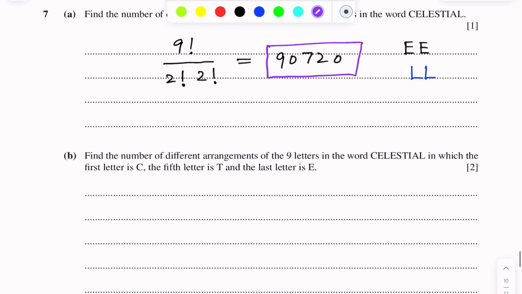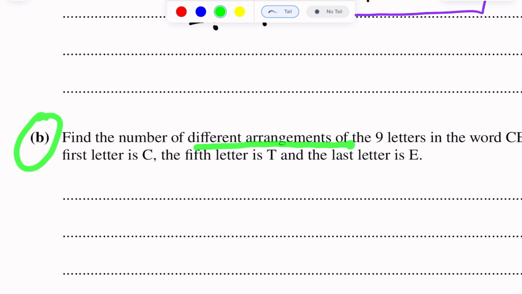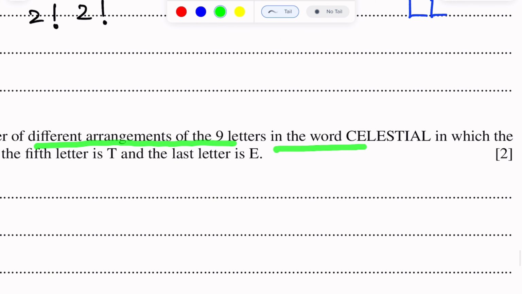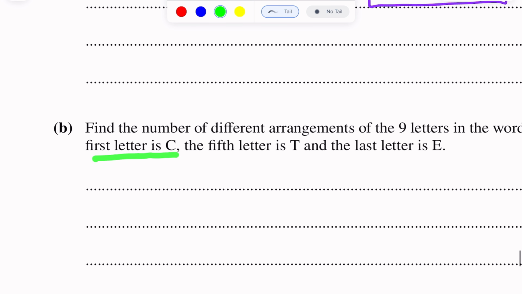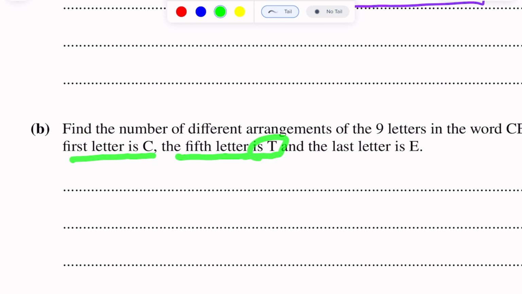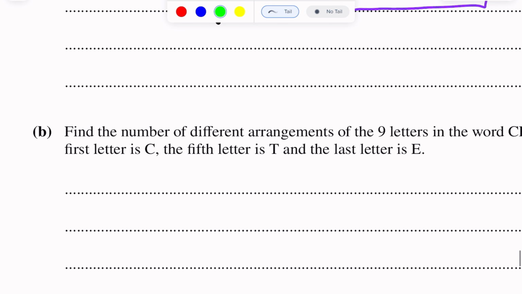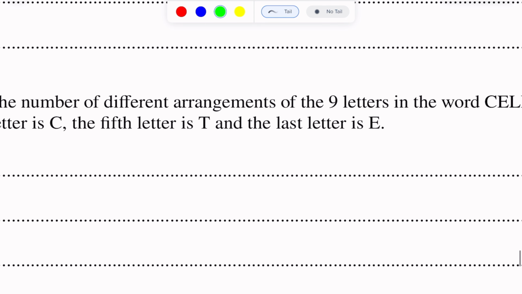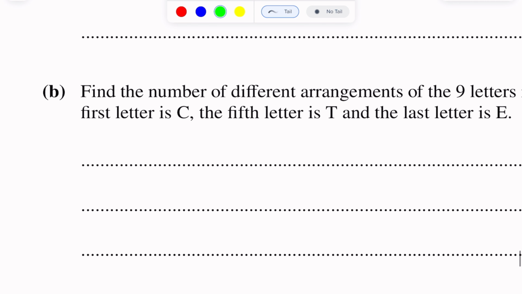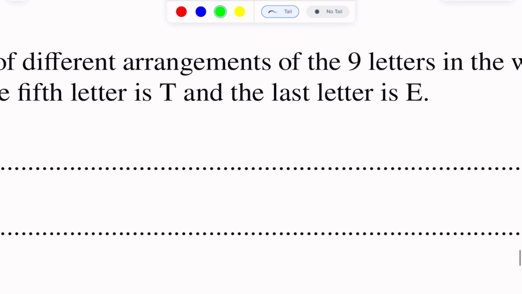Now part B of this question. Find the number of different arrangements of the 9 letters in the word celestial, in which the first letter is C, the fifth letter is T, and the last letter is E. Now in this part B, there are restrictions. The restrictions are: the first letter will be C, the last letter is E, and the fifth letter is T.